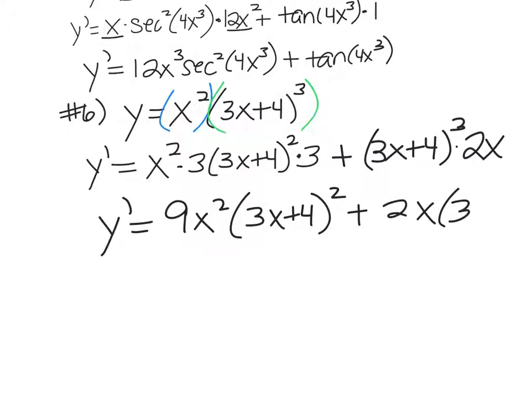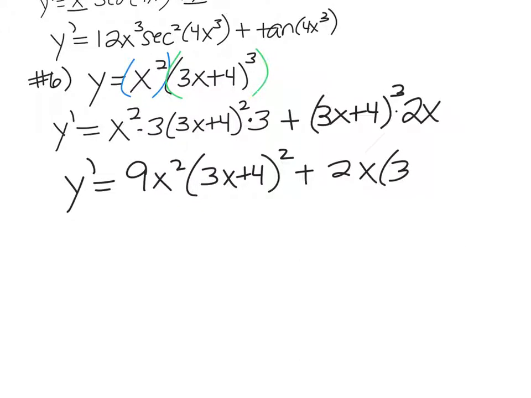What happened? Wait, what about the other 3? Hold on. Which other 3? 3 times 3? Yeah. The 3 times (3x plus 4) squared. Shouldn't it be, oh, this times 3 times x squared. Okay. Did I do it right? Yeah. Okay. So what are you looking at? The second third. Right here? Yeah. x squared times 3 is 9x squared.